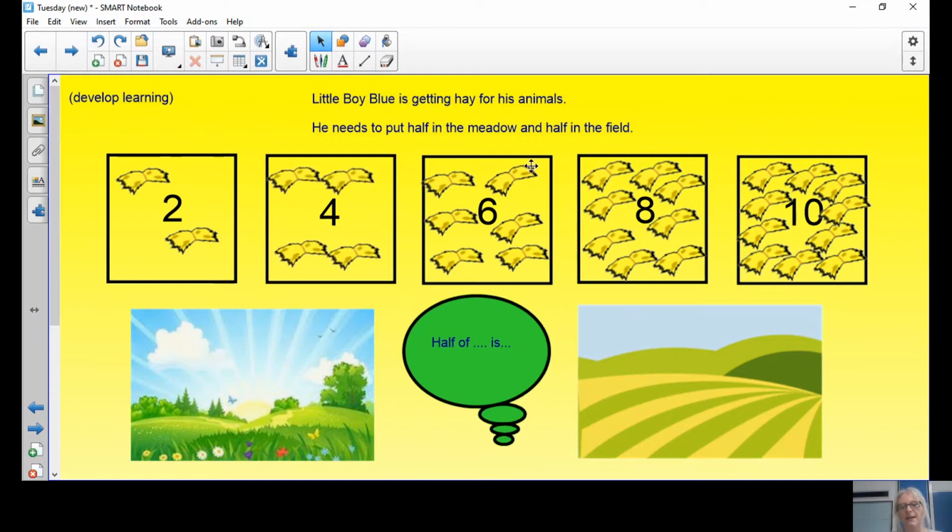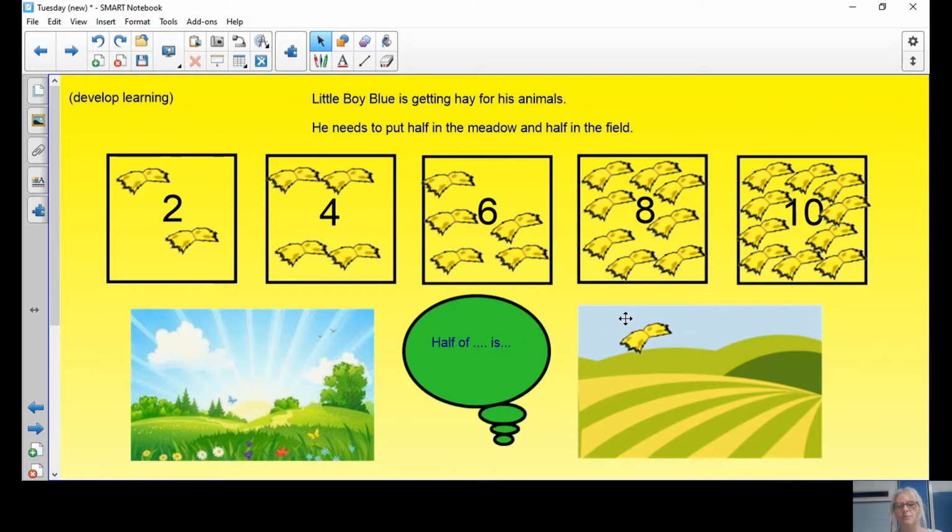Very well done. Let's put those back in that barn. How many bits of hay have we got in the barn here? 6. So I need to find half of 6. Now I can almost see, just by looking, that I could almost cut that in half there and see the answer to half, but I'm going to give it a go anyway.